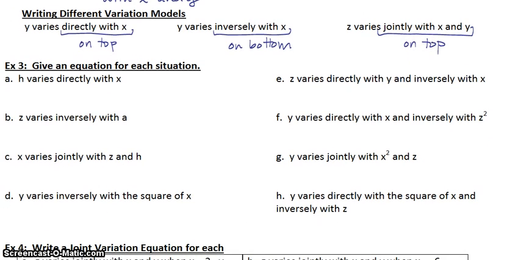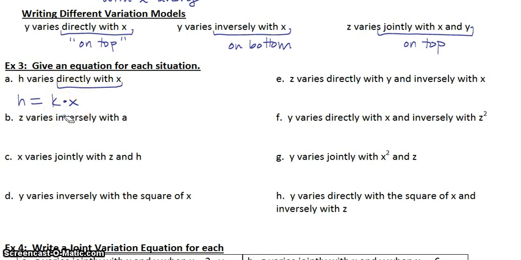So if I see h varies directly with x, there's always a k there. Directly with x means x goes right with the k. That's what I meant when I said on top. It doesn't really make sense to talk about a top and bottom because there's nothing on bottom, but really it's like a 1 on bottom, if you want to think about it this way.